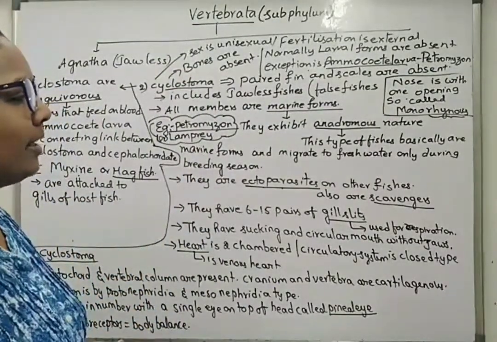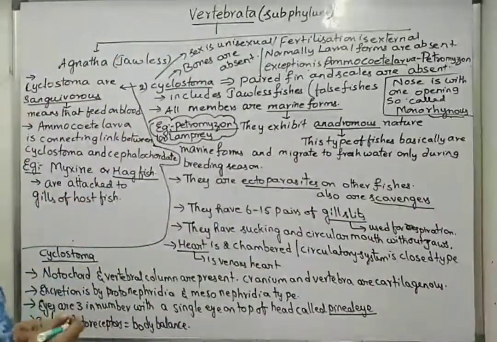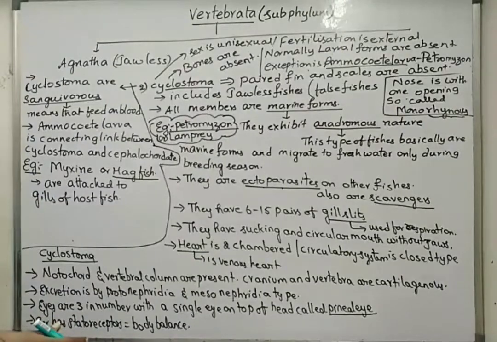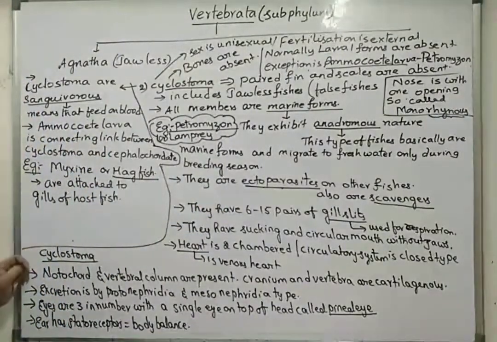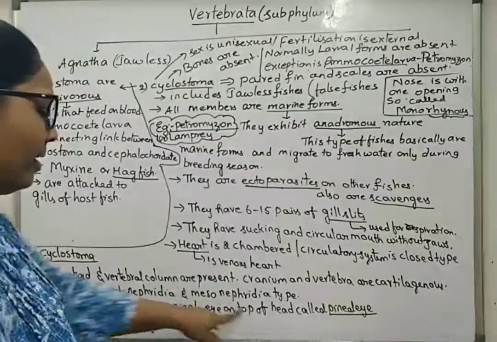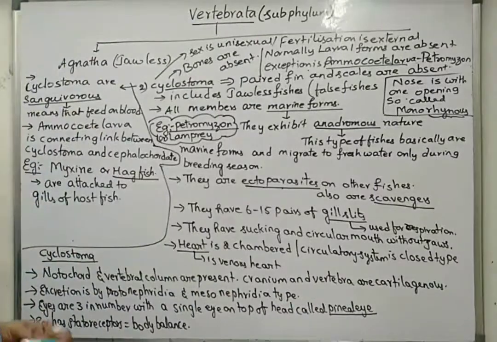Important points related to the evolution chapter here are the anadromous type of condition, in which they move only for spawning to fresh waters. Ectoparasite means they are sanguivorous, that feed on blood. Next, here the presence of pineal eye, and cranium and vertebrata are cartilaginous in nature.